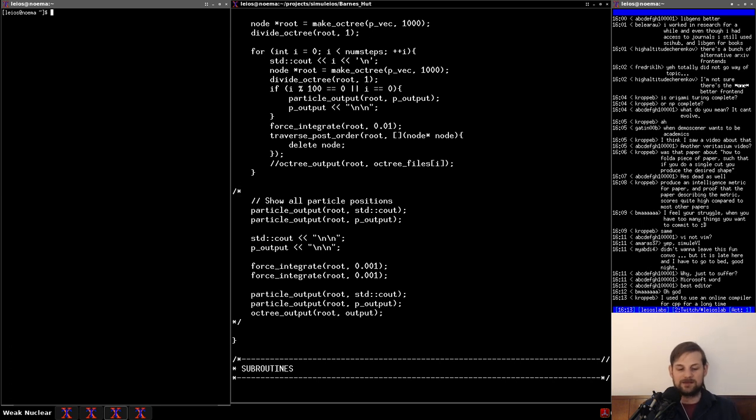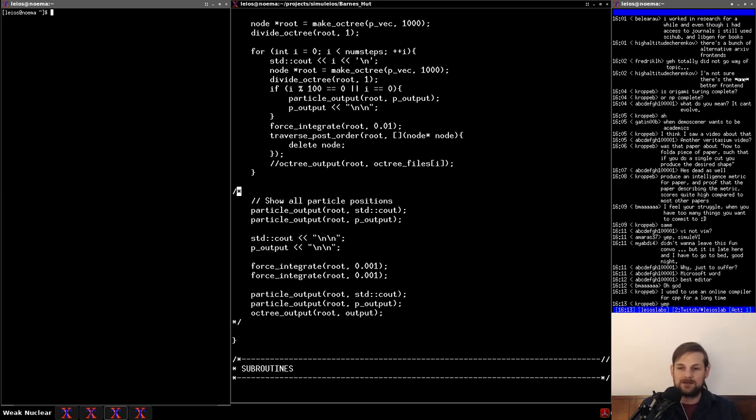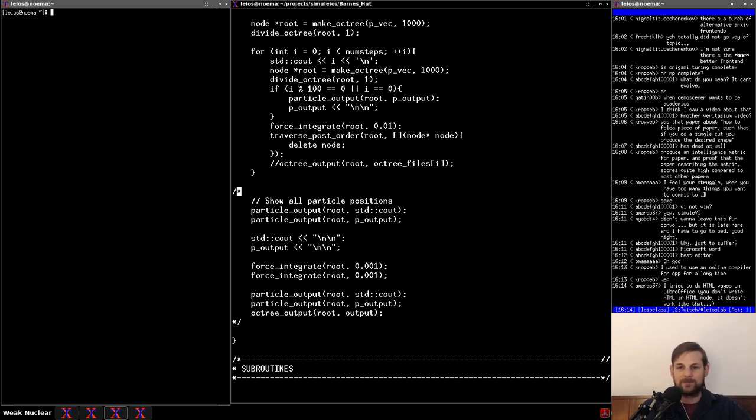They were like, here's how you set up. It was so easy in Linux. All I have to do is g++. Sure, I have to know the libraries to read in, but it's so much easier. I tried to do HTML pages on LibreOffice. Oh no, I think I did this as well. It doesn't work like that. Yeah, I definitely tried to do that as well.